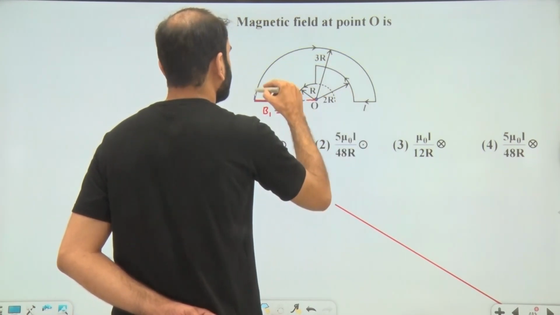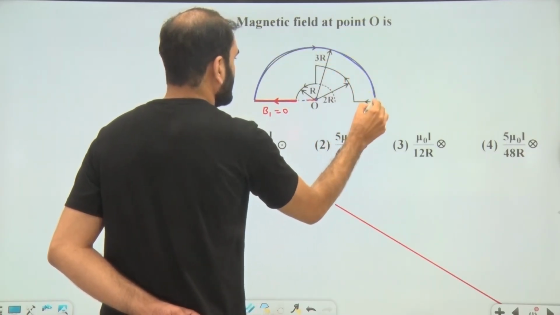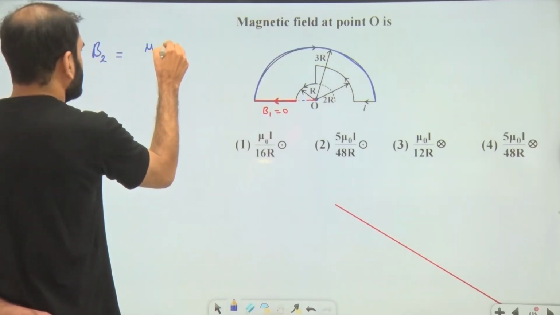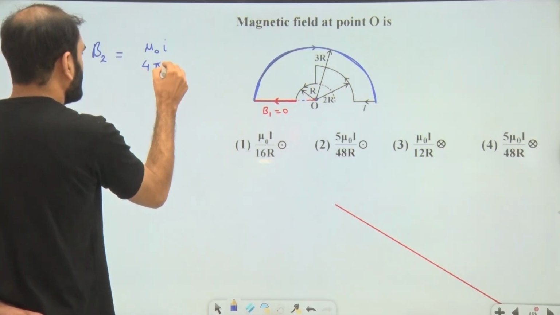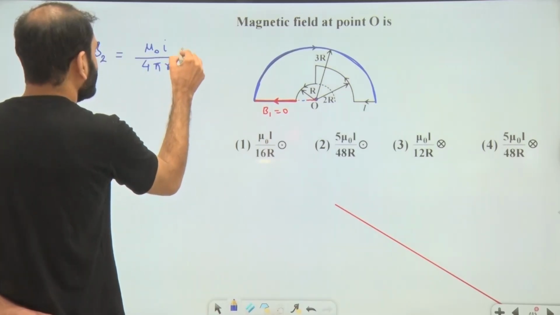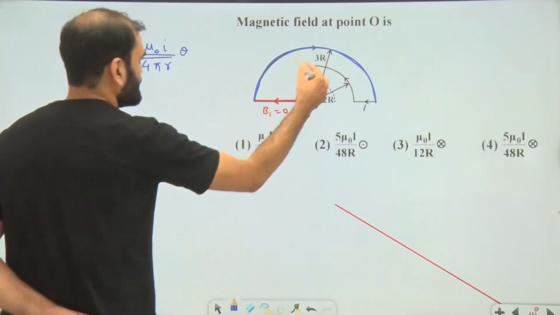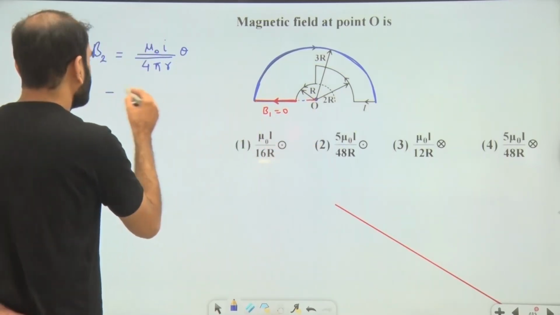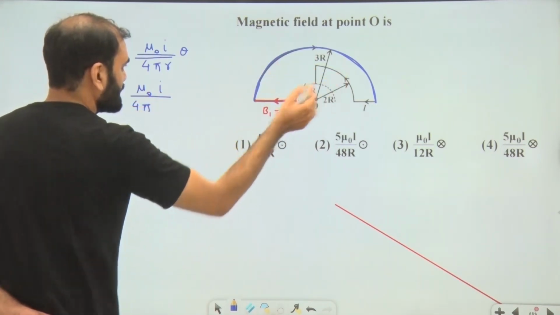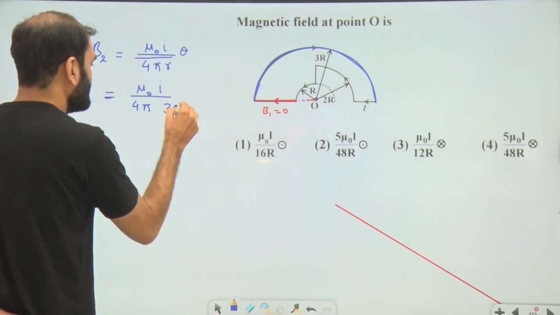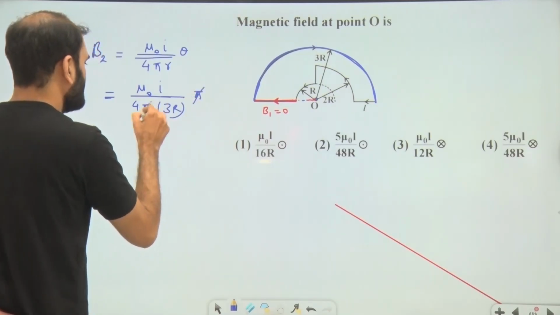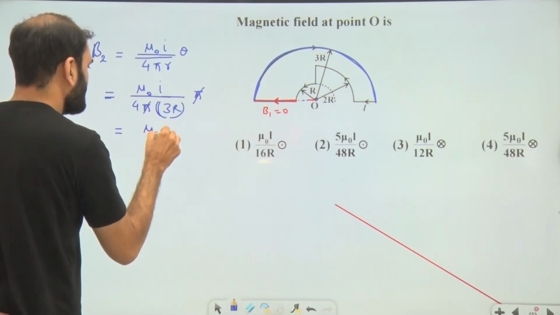So B2 will be equal to mu naught into I upon 4 pi r into theta, where r is the radius. Here theta becomes pi, since it is a half ring. You can write it as mu naught into I upon 4 pi, and the radius of that loop is 3r, and theta is equal to pi, so pi will cancel out, and you get mu naught into I upon 12r.